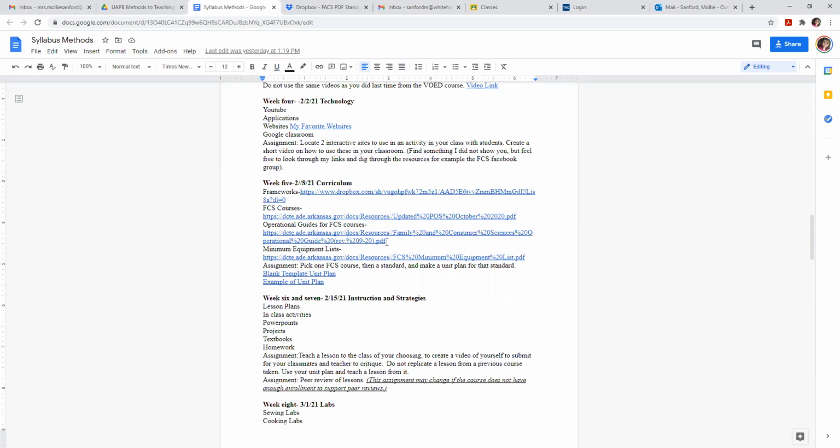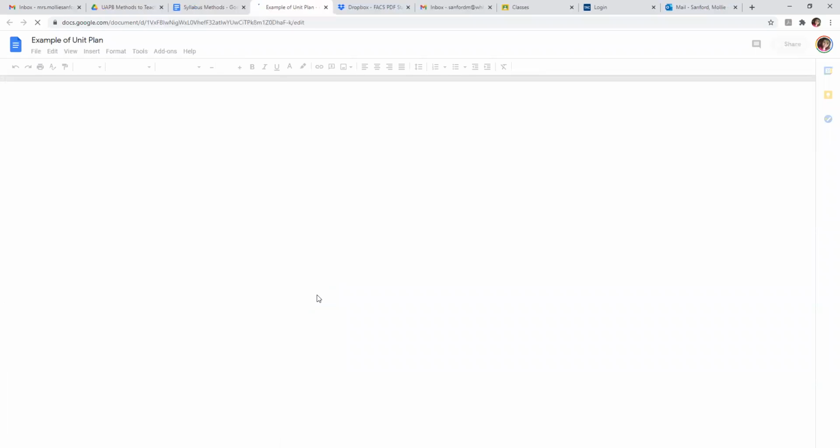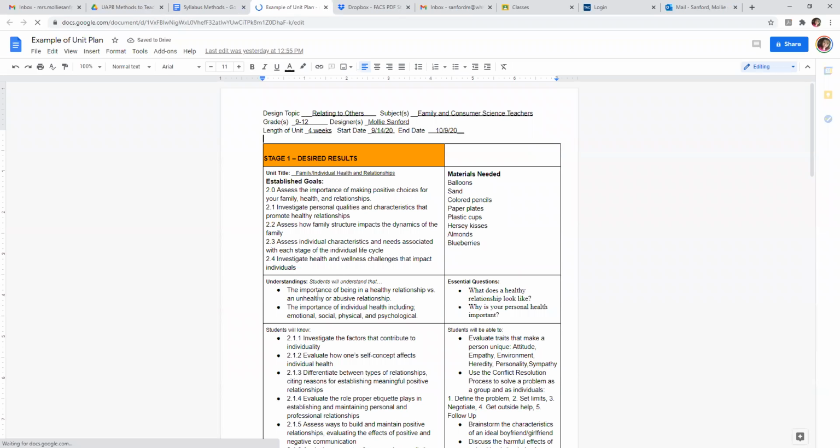And that is all the stuff I wanted to show you this week. So the assignment for this one is going to be a little more difficult than what we've been doing. You're going to make your own unit plan. And I've put a blank template for you to use. So you can make a copy of that or download it and type into it. And I put one of my unit plans as an example. So you may look at it.